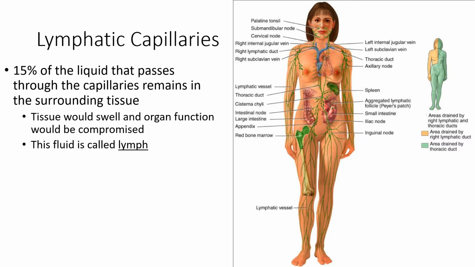So if we didn't have this system in order to pick up that lymphatic fluid, your tissues in those areas would swell and it would compromise your organ functions. You can see various problems when it comes to lymph not being taken away. It can cause your limbs to swell. It can cause various problems with your organs. Like I said, organs can be compromised. It's a very important system that is going to help you greatly.